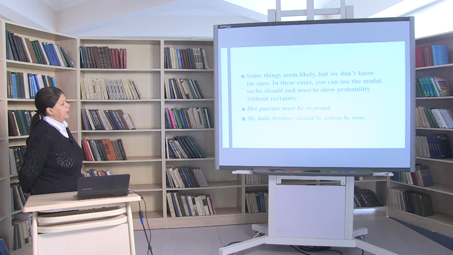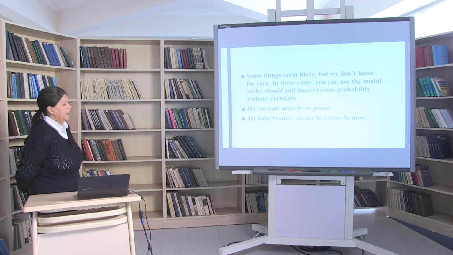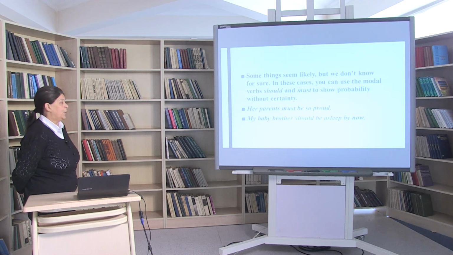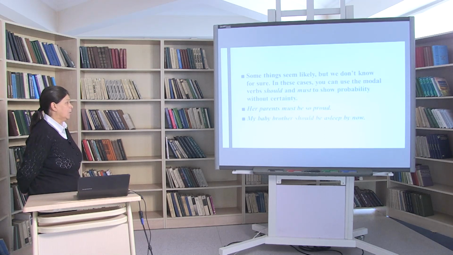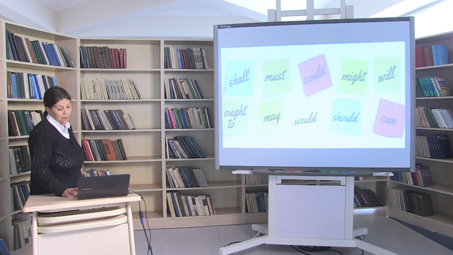Should and must. Telling the truth, should is a synonym of must, and it is used to show probability without certainty. For example, if we say a sentence this way, her parents must be so proud, it means that her parents should be proud of her. Here we cannot say the exact certainty, and sometimes it is used to show probability. Or, my baby brother should be asleep by now. Again, here we cannot see certainty.